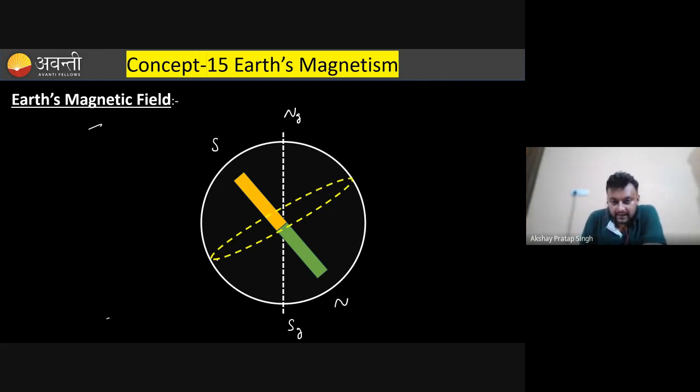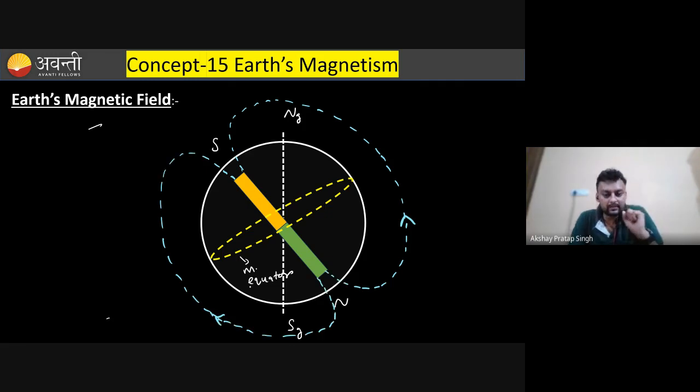Now, next point: the plane perpendicular to the bar magnet, to the Earth's magnet, is known as the magnetic equator of the Earth. You can write it as magnetic equator. Next point. If Earth is behaving like a bar magnet, it must have magnetic field lines. So you can see the magnetic field lines of the Earth like this. These are the magnetic field lines of the Earth.